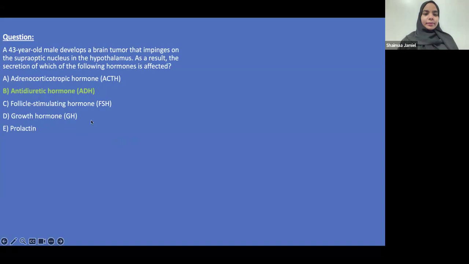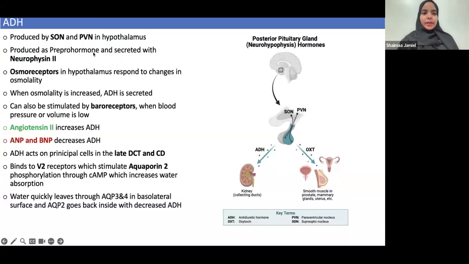Basically, the supraoptic nucleus is the one that produces antidiuretic hormone or oxytocin, so it is going to be affected because you can't produce ADH anymore. As you can see here, ADH is produced by the supraoptic nucleus or the paraventricular nucleus in the hypothalamus. This is where the cell bodies are, and then the hormone is sent down the axons to the posterior pituitary.